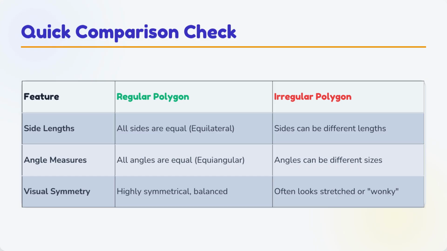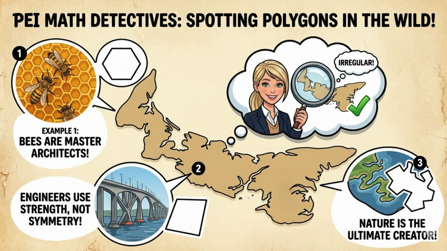Let's do a quick recap. Regular polygons, all sides equal, all angles equal, and they look super symmetrical. Irregular polygons, sides can be different lengths, angles can be different sizes, and they usually look a bit stretched out or asymmetrical.